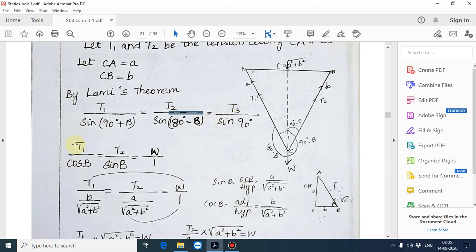So you know T1 divided by sin of 90 plus B. You know sin of 90 plus theta is cos theta. Likewise, sin of 90 plus B is cos B. T1 divided by cos B is equal to T2 divided by sin B, is equal to T3 divided by sin 90 degrees, which is 1. Here T3 is W. Therefore, W by 1.